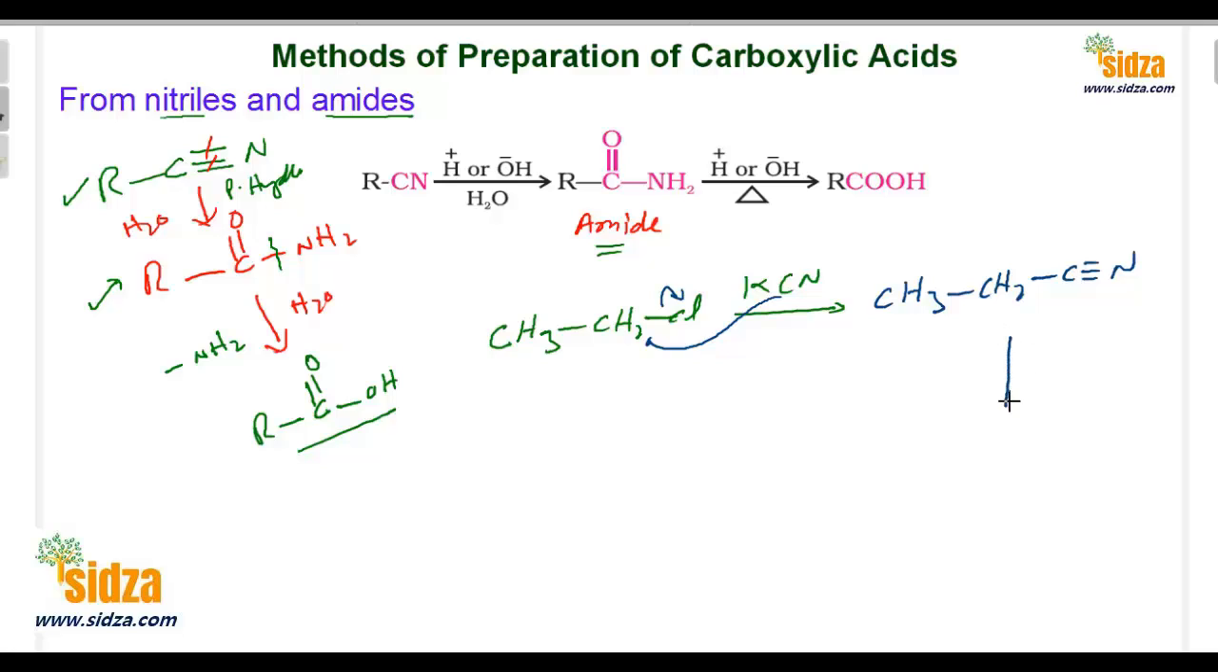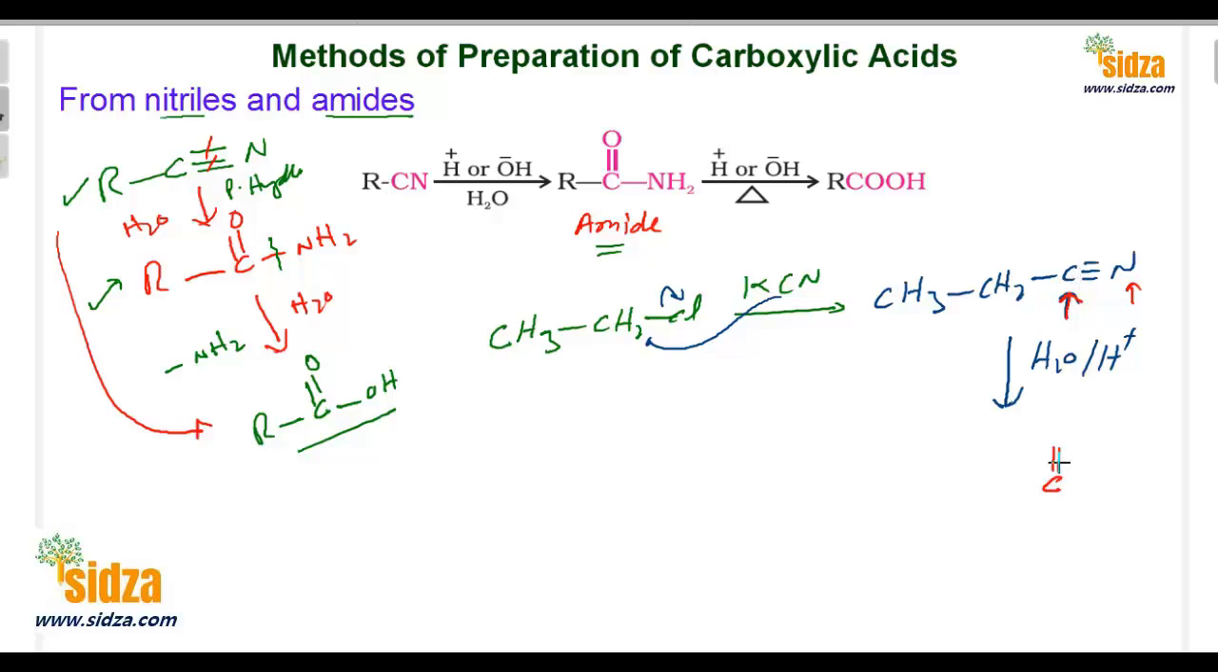Now if you hydrolyze it, complete hydrolysis, this carbon will be converted into COOH, and the nitrogen will be lost as NH3. This is the complete hydrolysis, when you convert it into carboxylic acid. When you do the hydrolysis, you add two molecules of water. So the first carbon that is attached with the nitrogen here will be converted into COOH.